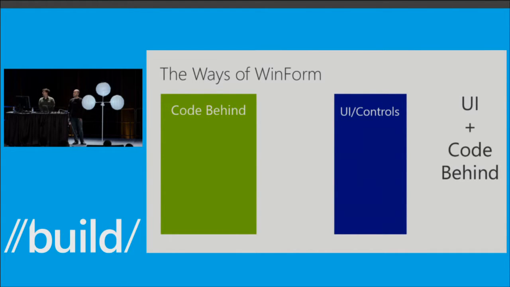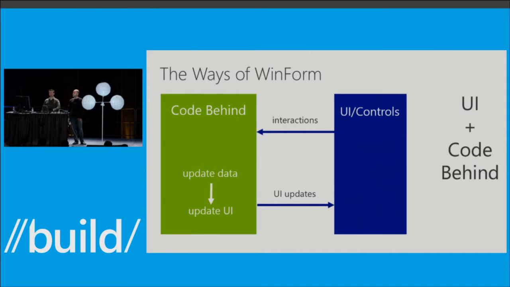Back in the old days, there was the way of the WinForm. With the WinForm, we had our code behind, and when we started up our application, our code behind would go and grab some data. If we wanted to show any of that data on our UI, we would have to grab every UI control and say, update this, update this, update this. All those UI updates would go to our UI and controls, and then anytime we interacted with those controls, we had to make an explicit interaction call back to our code behind. We'd handle that in the event handler, and the great circle of WinForm life continued.